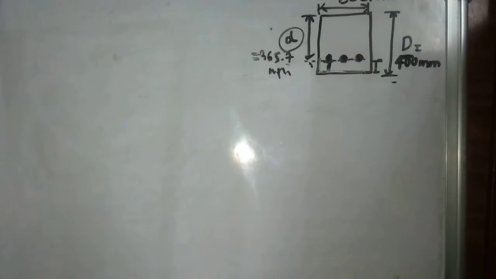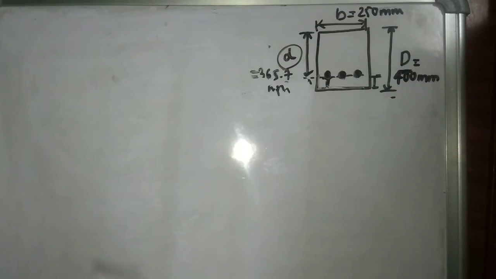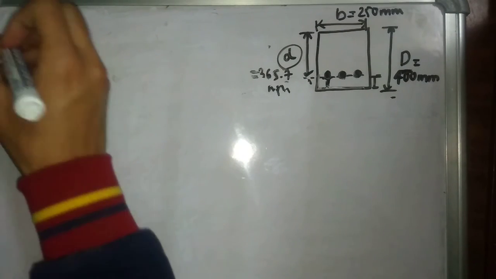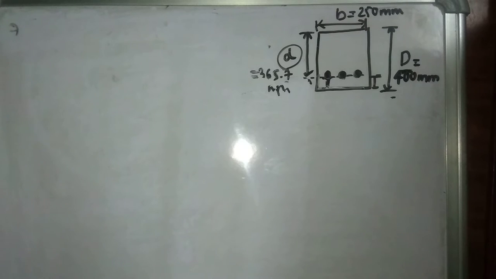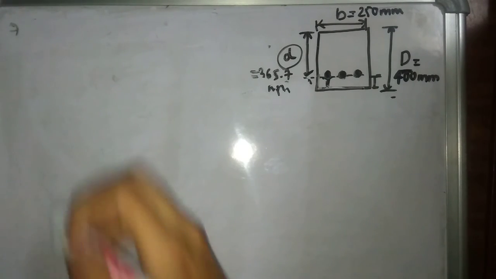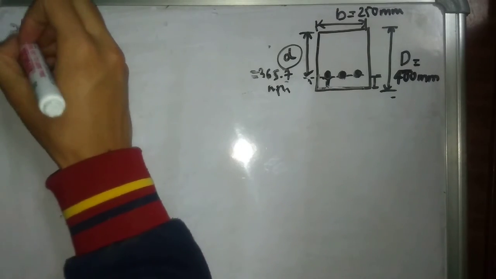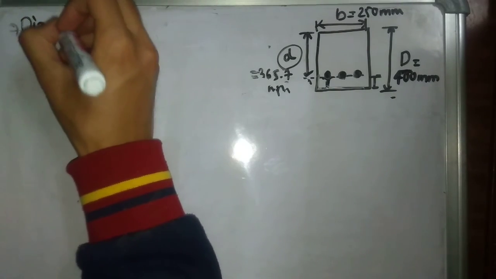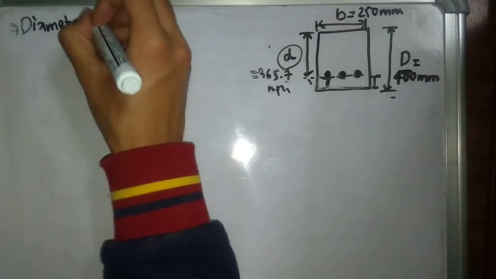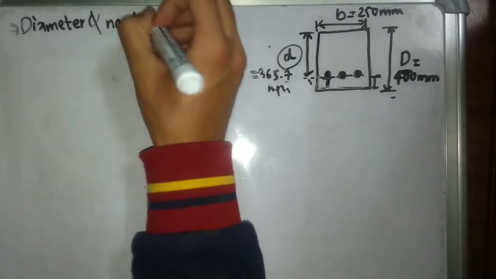Now, after all the calculations and checks being completed, at last we are going to calculate our diameter and number of bars. In order to calculate the diameter and number of bars, it's going to be a complete hit and trial process.